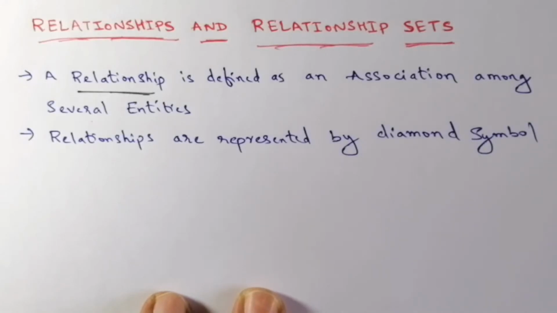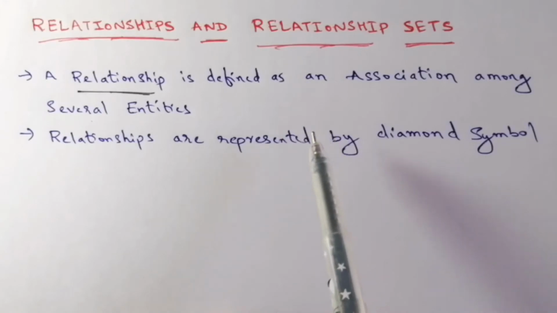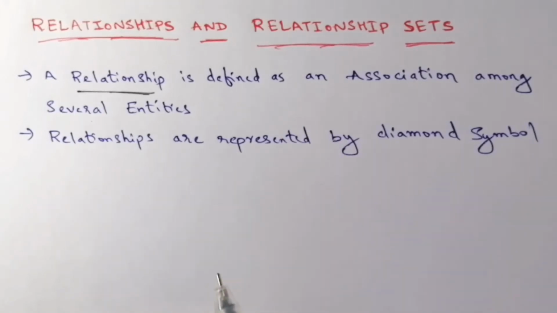In this lecture, we are going to discuss the relationships and relationship sets. In the previous lectures, we have discussed entities, entity types and attributes. Please look over those sections to get a better understanding of these coming topics. So, a relationship is defined as an association among several entities, and relationships are represented by the diamond symbol.